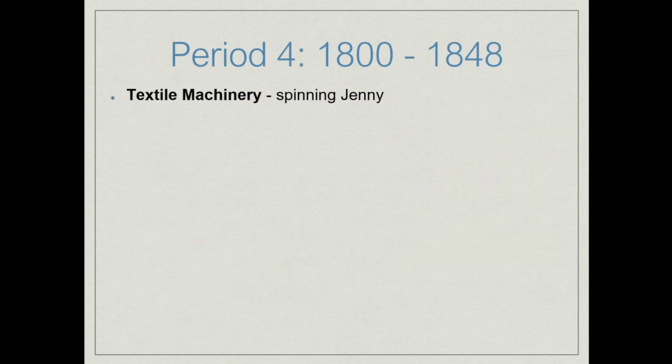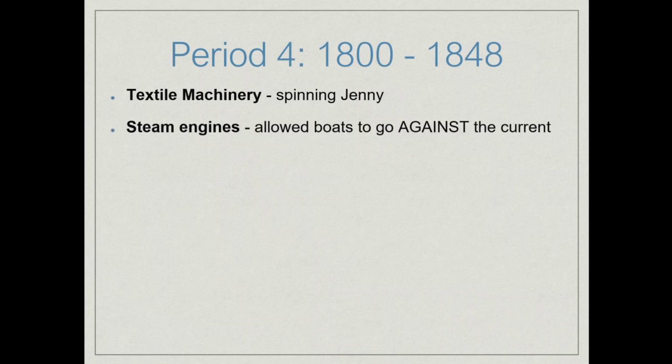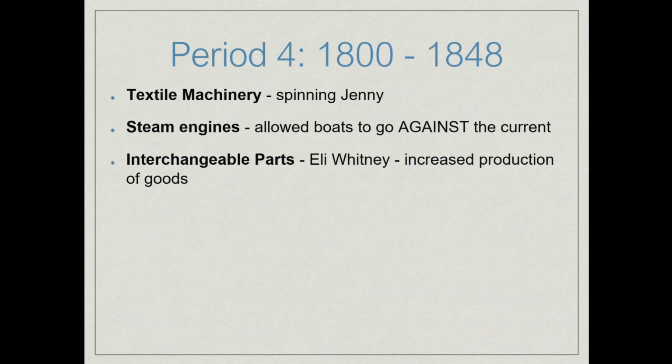Let's talk about some of the economic developments during this time. We have new textile machinery like the spinning jenny, which is going to turn cotton into fabric. We have the steam engine, which was from James Watt. It's going to allow boats to go against the current. We have interchangeable parts, which was created by Eli Whitney. This will lead to mass production. We have new canals, so new forms of transportation. Remember, this is the time period of the Transportation Revolution.